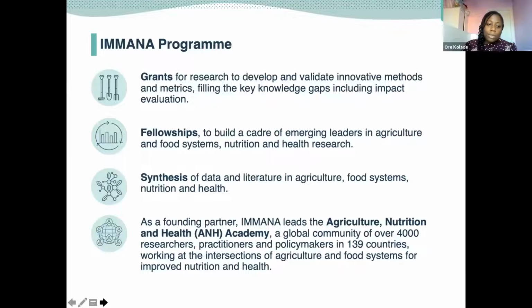And we have the Synthesis Center for Agriculture and Nutrition Research and the Agriculture, Nutrition and Health Academy, which is a global community of researchers, practitioners, and policymakers who are all working together towards improved nutrition and health. The ANH Academy also convenes the annual ANH Academy Week, made up of learning labs and an abstract-driven conference.